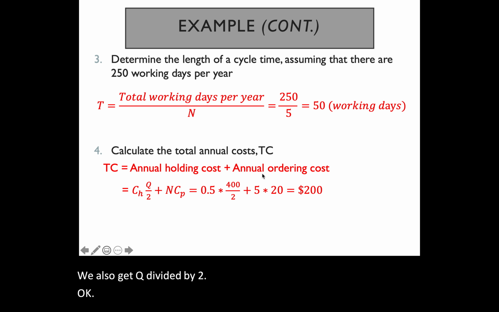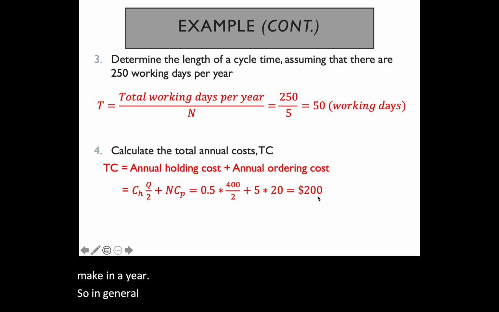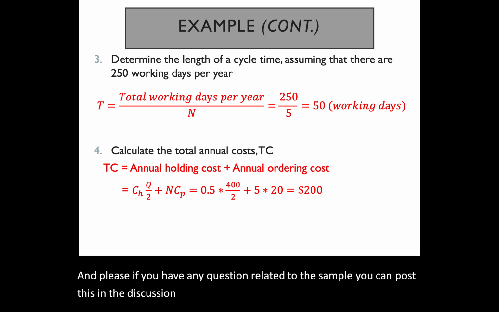And for the annual ordering cost, it will be much easier. It will be the ordering cost for each order multiplied by the number of orders that you will make in a year. So in general, the total cost for a year will be 200 for this example. Okay? And if you have any question related to this example, you can post it in the discussion and I will be glad to answer you as soon as possible.